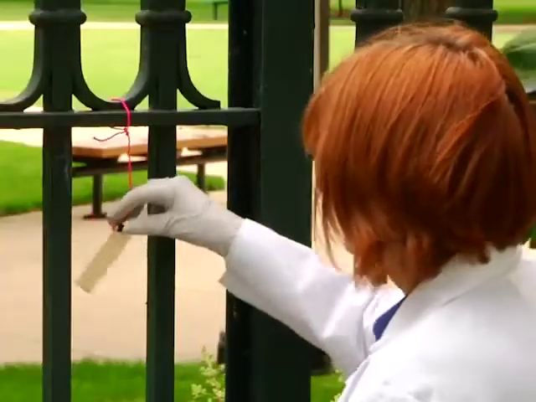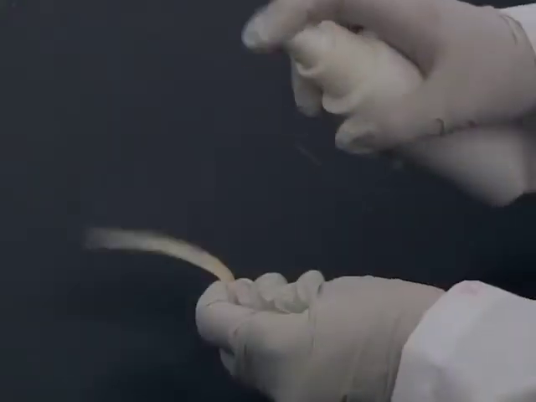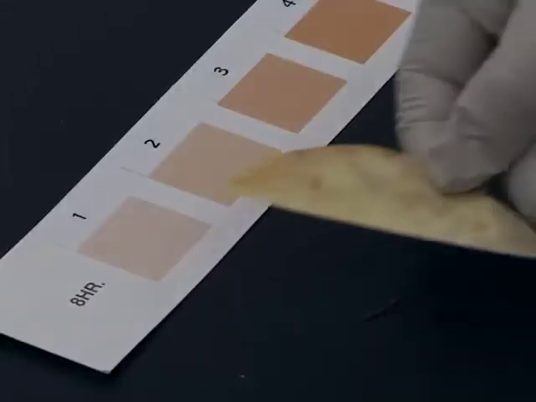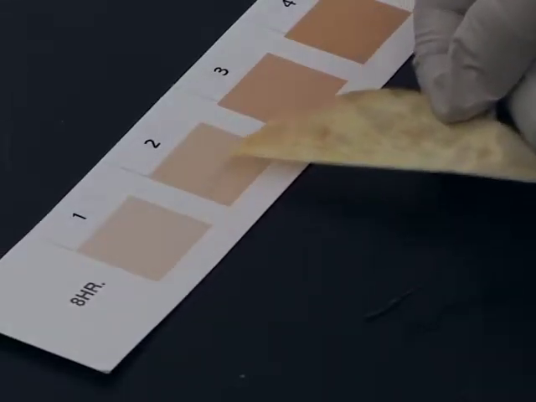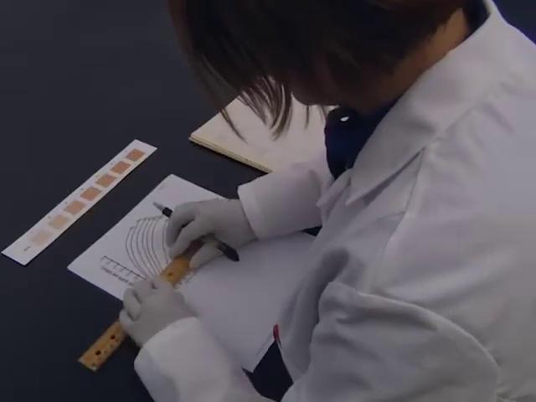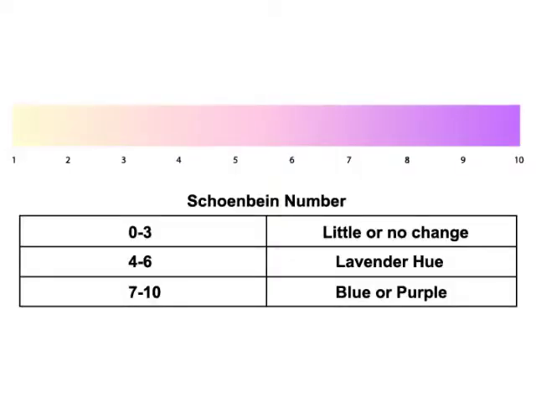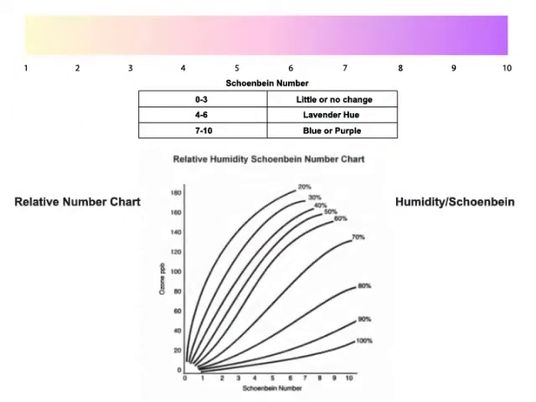To observe and record test results, spray the paper with distilled water. Observe the color by comparing it to the Schoenbein color scale, and record the corresponding number. Calculate the average Schoenbein number for each site. Use the relative humidity data for each site and the relative humidity Schoenbein number chart to convert Schoenbein site averages to ozone concentration, or parts per billion.